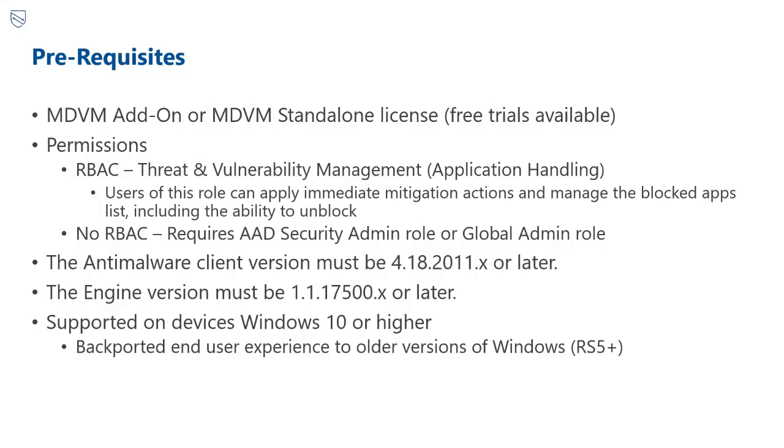In terms of permissions, if you're using role-based access control in your organization, you need the threat and vulnerability management application handling permission, which essentially supplies the user with the ability to apply immediate mitigation actions and manage blocked apps list, including the ability to unblock applications in the case that you no longer want to block that particular version. If you're not using role-based access control, then the user will require AAD security admin or global admin role.